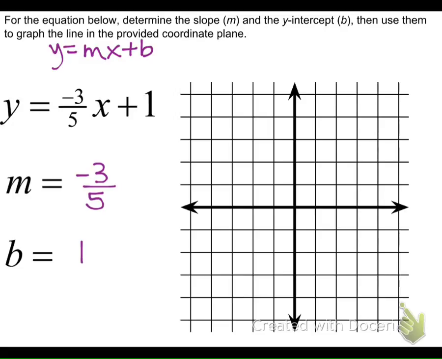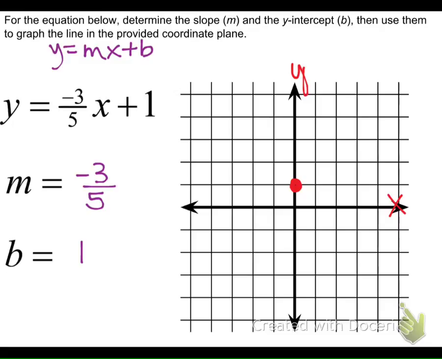You have to start by graphing your y-intercept. So your y-intercept, you know you have to graph it on the y-axis because that's where the line's going to cross the y-axis. So my y-intercept is a +1, so I'm going to start at the origin and do what? Go up 1 because it's a positive, right? So starting from this point I just plotted, I now find my slope. My slope is a -3/5.